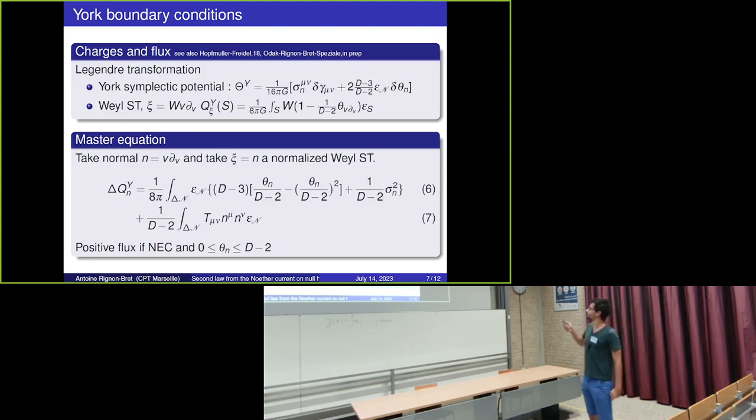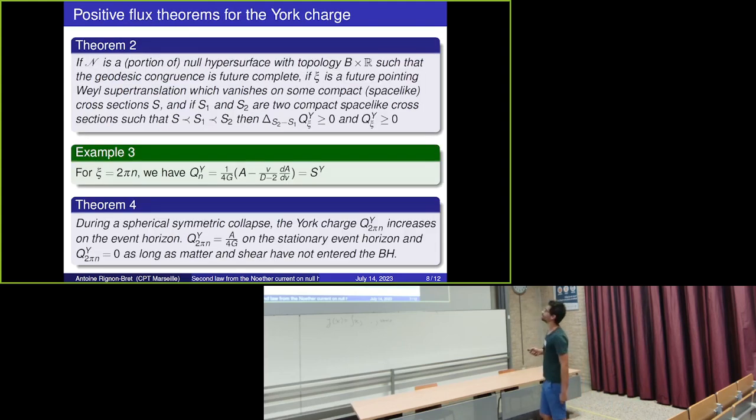The second term, the shear squared term, is always positive, and the first term is positive if the expansion is positive and smaller than d minus 2. And actually, we can prove theorems from this. We can prove that if N is a general null hypersurface, it has topology B times R, where B is some compact space. It means that the null geodesics cross the compact space only once.